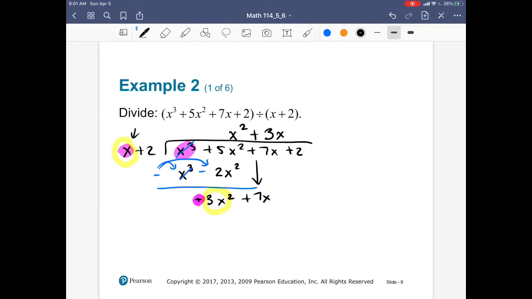So we distribute. So 3 times x is 3x squared. 3 times 2 is 6x. Now, a positive times a positive makes a positive. But since we changed the sign, this is a negative now. And a positive times a positive makes a positive, but we change the sign, so this one makes it a negative now. These two cancel out. So I have 7 minus 6 is a 1. Bring down the last term, plus 2.